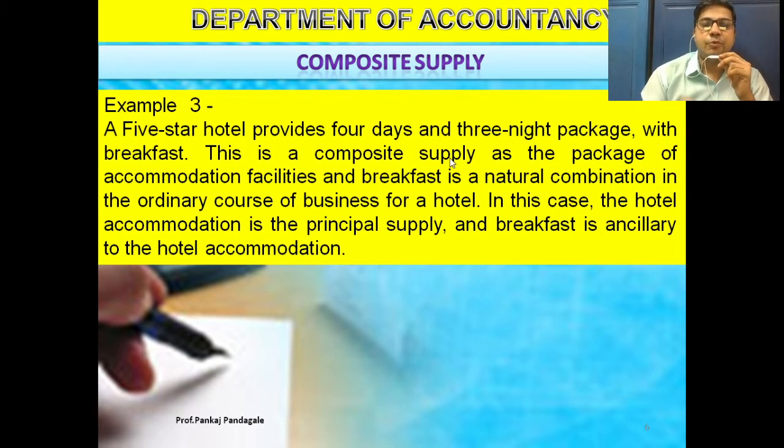This is a composite supply, as a package of accommodation and breakfast is a natural combination in the ordinary course of business for the hotel. In this case, hotel accommodation, meaning we are staying in the hotel, is the principal supply. Breakfast provided is ancillary to the hotel accommodation.